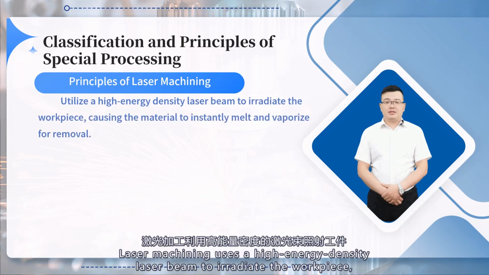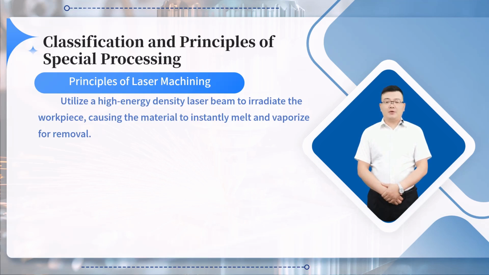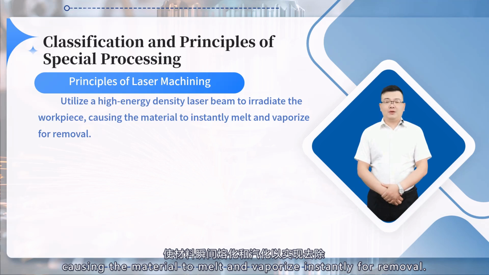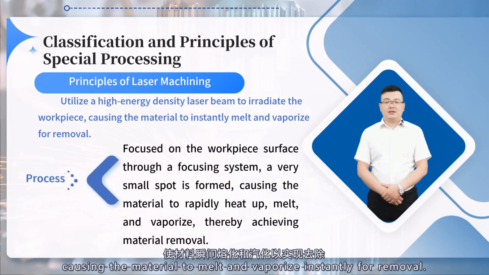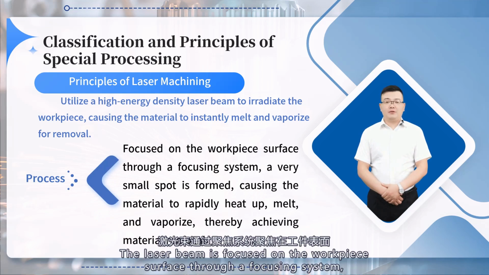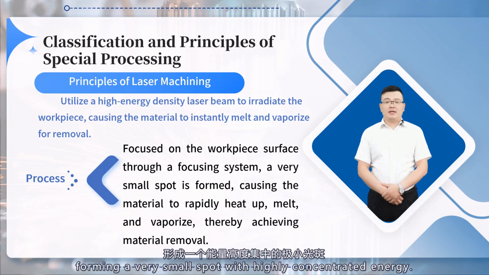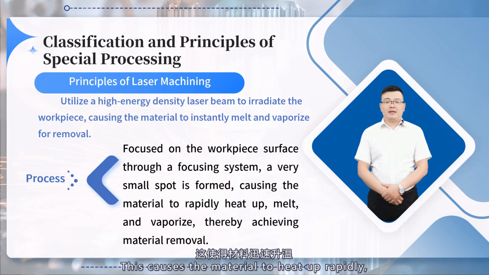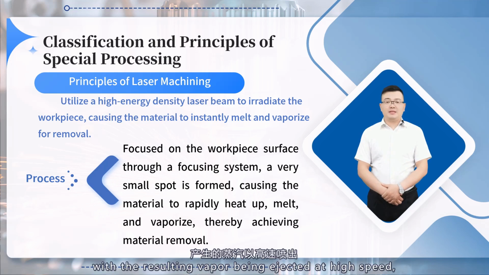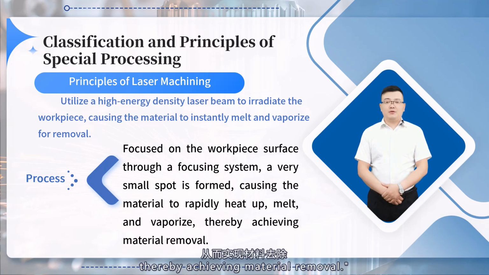Laser machining uses a high-energy density laser beam to irradiate the workpiece, causing the material to melt and vaporize instantly for removal. The laser beam is focused on the workpiece surface through a focusing system, forming a very small spot with highly concentrated energy. This causes the material to heat up rapidly, melt, and vaporize, with the resulting vapor being ejected at high speed, thereby achieving material removal.